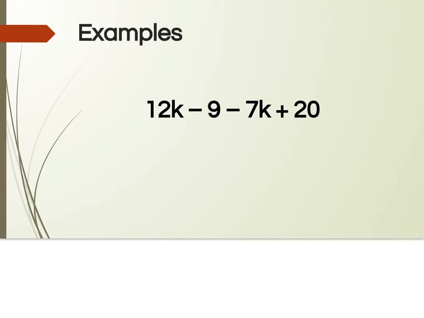12k minus 9 minus 7k plus 20. Let's separate the terms. You have a 12k, you have a -9, you have a -7k, and a +20. Notice how each term has a sign and a number.